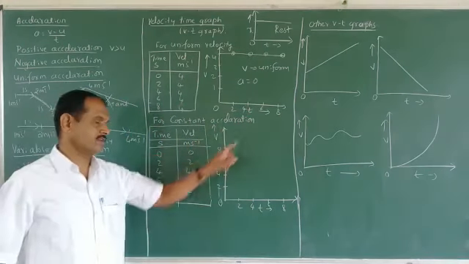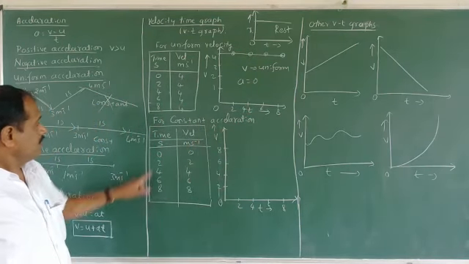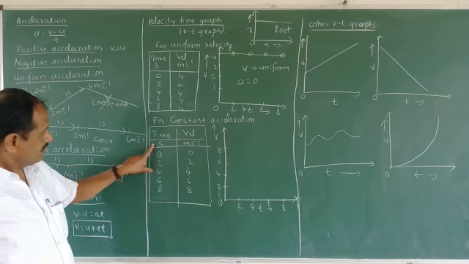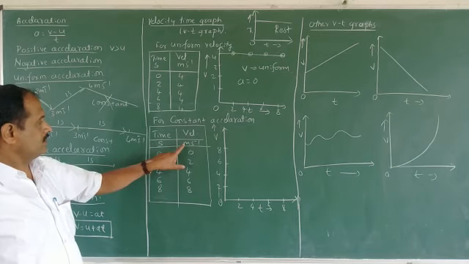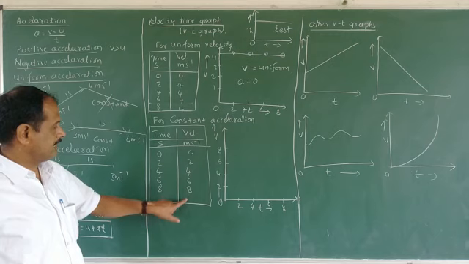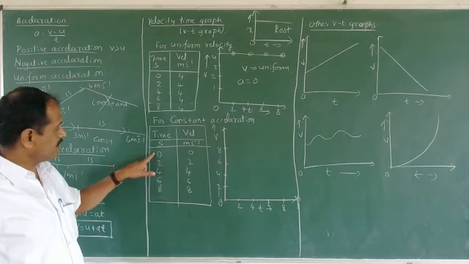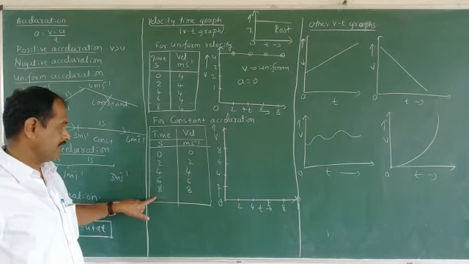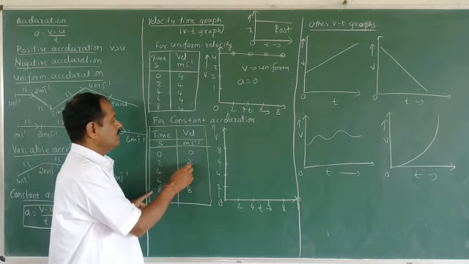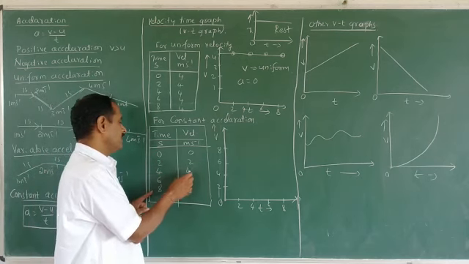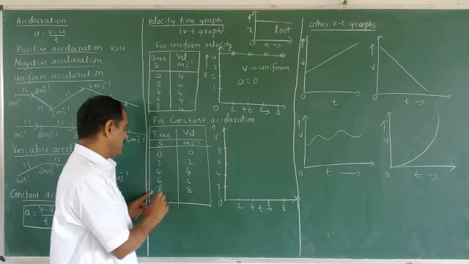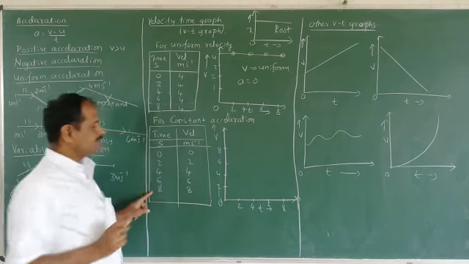Now for constant acceleration, see here the particle changes the velocity 2, 4, 6, 8 meters per second, but with different interval times 0, 2, 4, 6, 8. At 2 seconds, 2 meters per second. At 4 seconds, 4 meters per second. At 6 seconds, 6 meters per second. At 8 seconds, 8 meters per second.